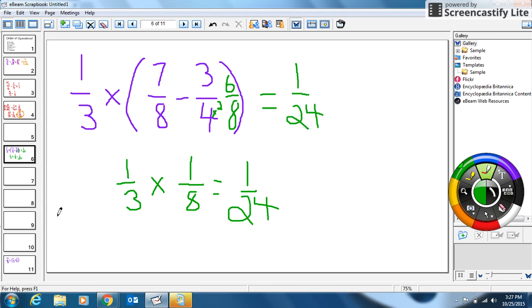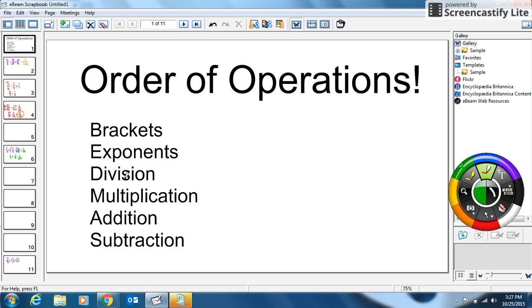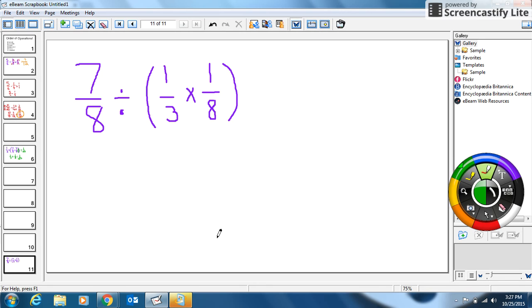Alright. So, short and sweet lesson today. Here's your question. I'm going to ask you to try and solve this and answer it in the Edmodo section, and be ready to have some fun with order of operations using fractions tomorrow in math. So 7/8 divided by 1/3 times an 8 in brackets. So remember, brackets, exponents, division, multiplication, addition, and subtraction. You should be fine. Write down your steps as you go through it. Answer it in the comments.